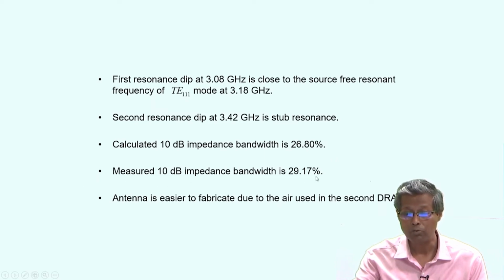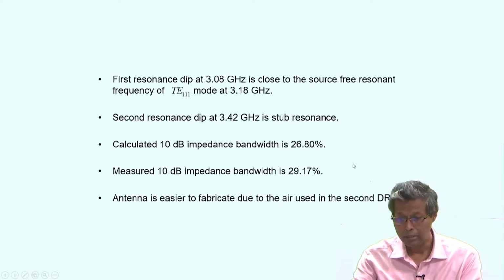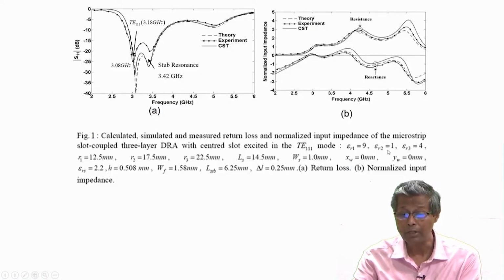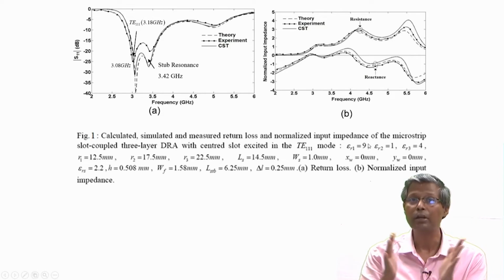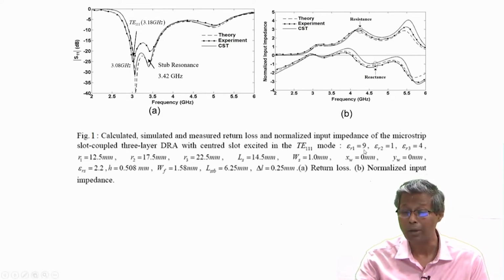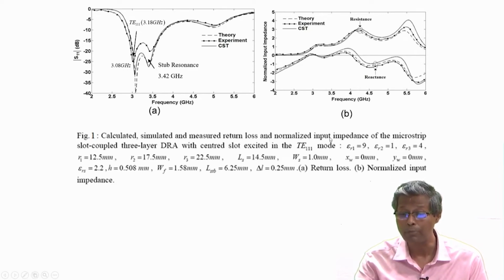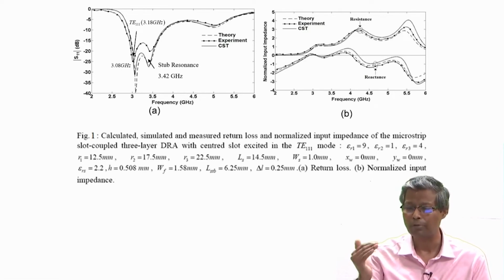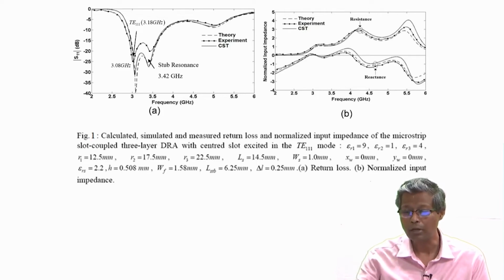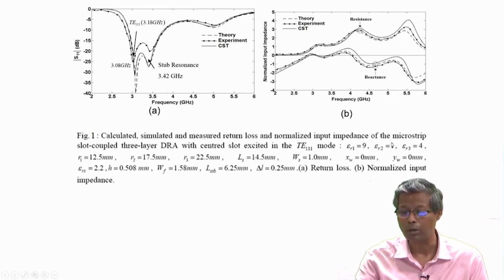The measured impedance bandwidth is 29.17, and particularly this antenna is easier to fabricate. Why do we say that it is easier to fabricate? Because of the presence of air, epsilon r 2 equal to 1, in the middle layer, because typically there is a problem in gluing two different dielectric layers. For example, epsilon r 1 equal to 9, had this been epsilon r 2 equal to, let us say, 7 or any other epsilon r 2 different from 9, then we would have to glue this layer to this, and there might be a mechanical problem of gluing, the problem of air gaps and things like that, which are avoided by choosing the middle layer dielectric constant to be 1.